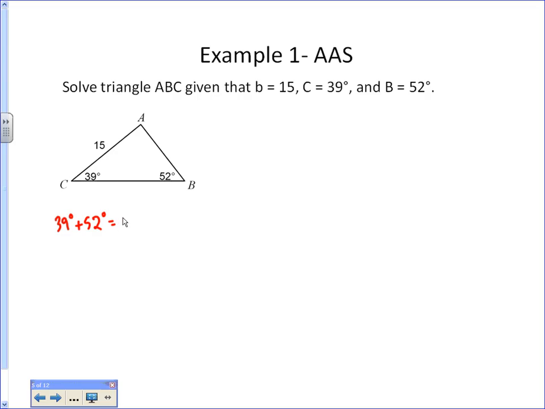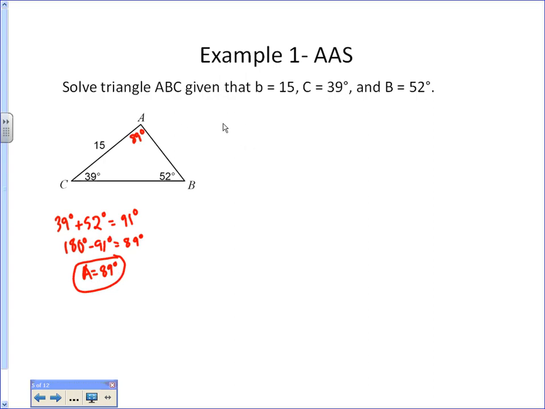So 39 plus 52 gives me 91, and 180 degrees minus 91 degrees is 89 degrees. So I know that angle A is 89 degrees. I would want to make sure that I let my teacher know that I know A is 89 by writing something like A equals 89 and circling it.